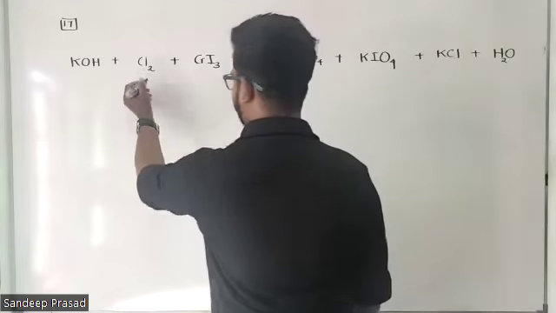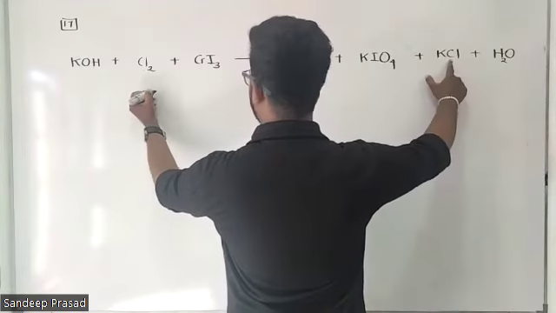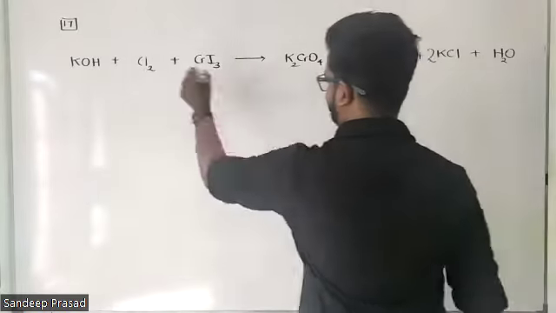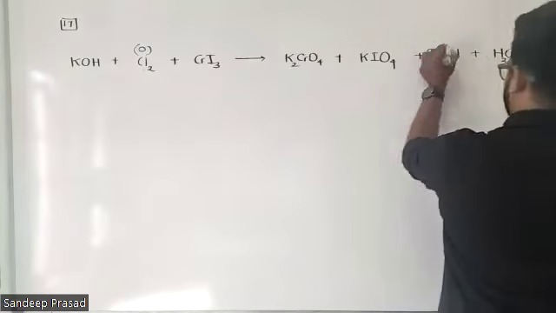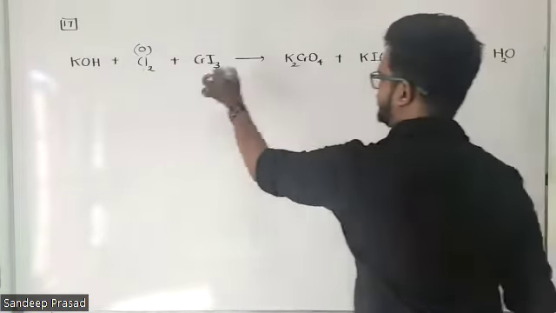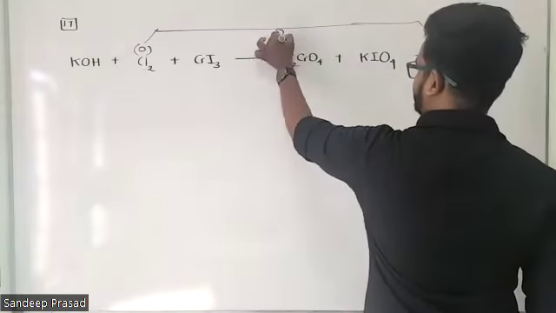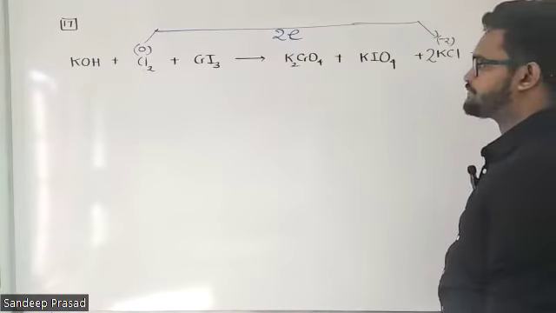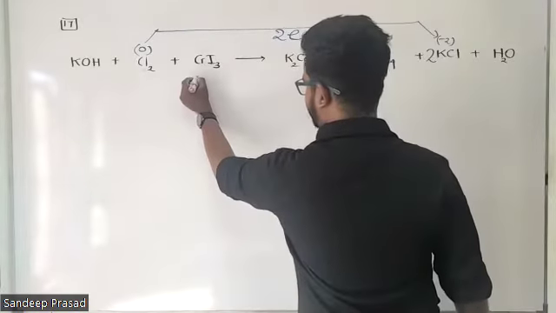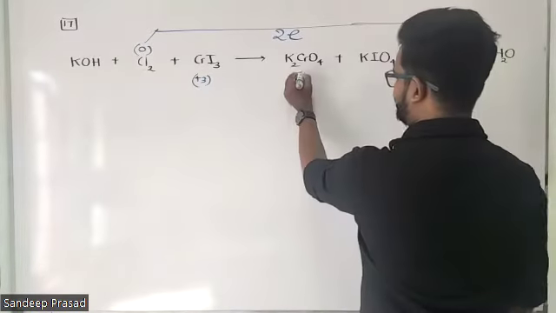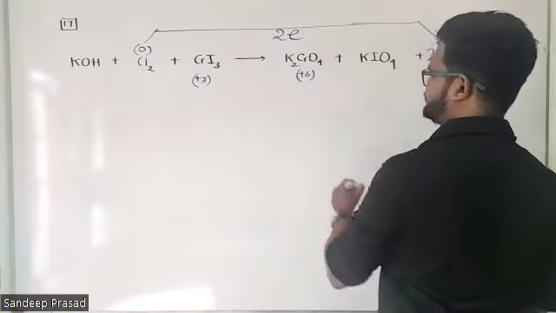So here we can see that chlorine is reducing. There are two chlorine atoms, so therefore let me put here 2. Here 0, 0 to -2, you can see that reduction is 2 electrons. So what is the oxidation? You can see that chromium here is +3, and here chromium is +6.